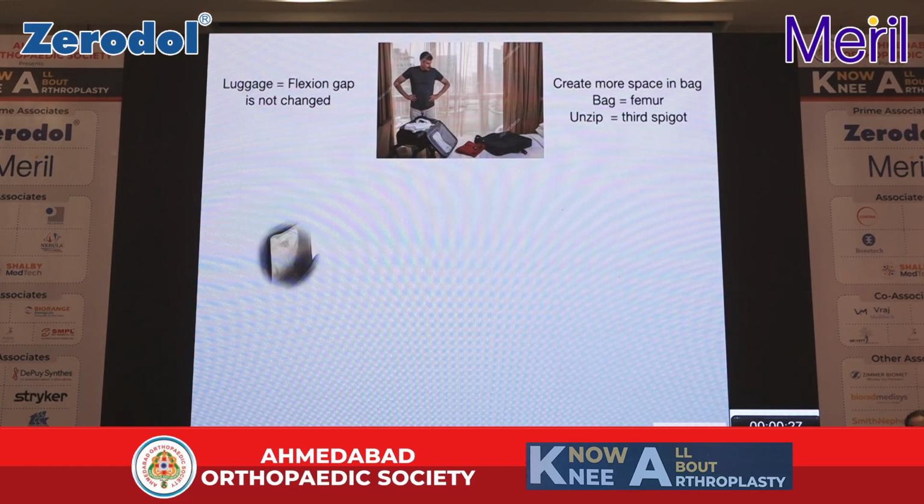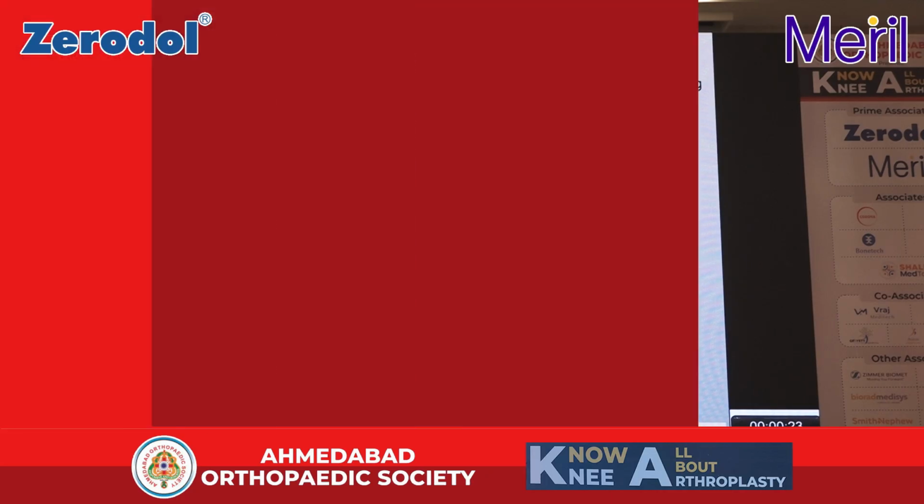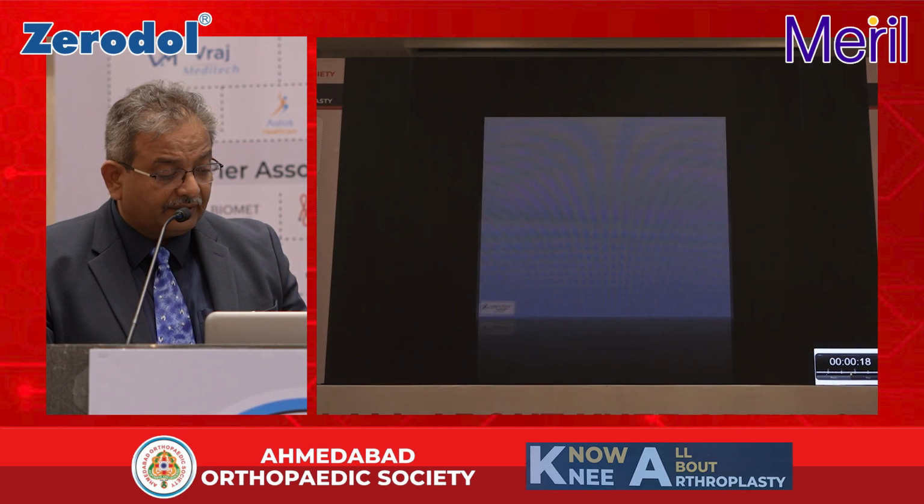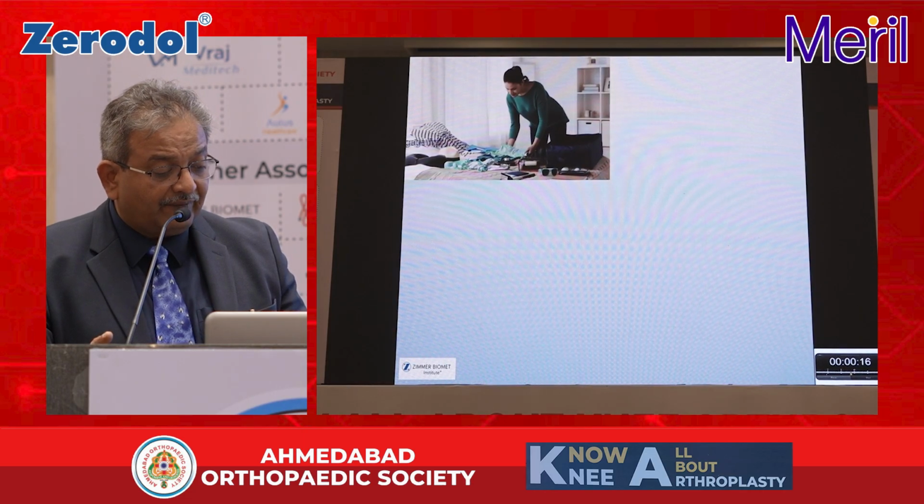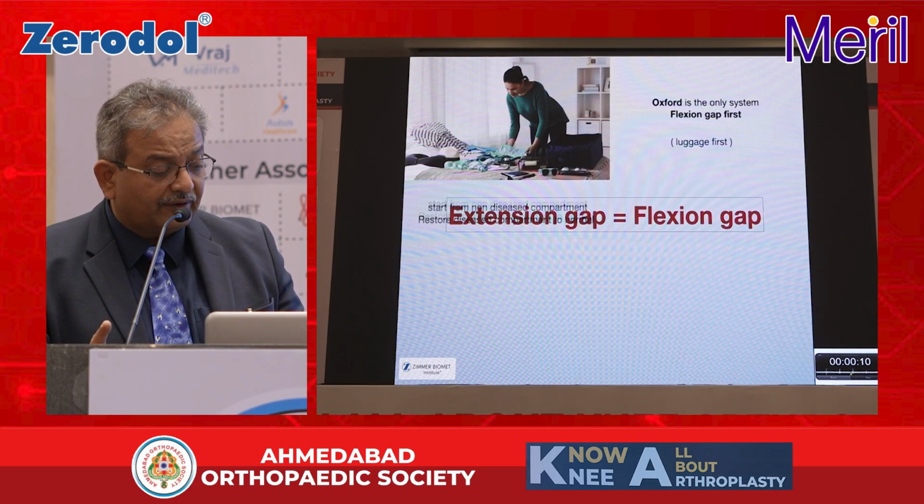So every millimeter you plan has to be perfect, balanced knee in flexion and extension. It is a very simple science and you have to just learn it. So once it is done, everything as per the flexion gap, you create the extension gap as per the flexion gap, and you are ready to go.